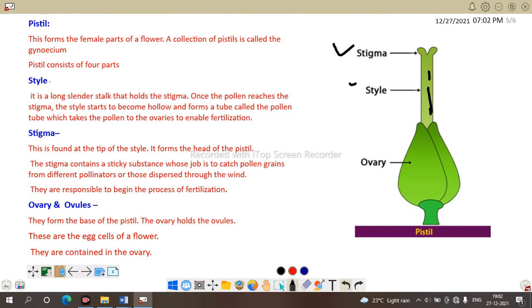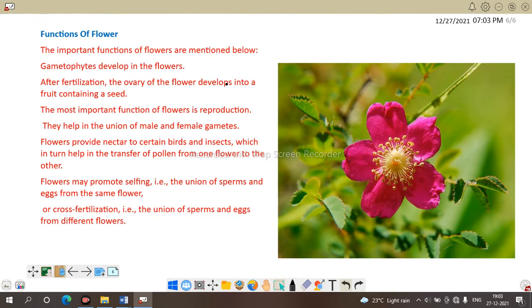Next is the function of a flower. Gametophytes are developed in the flower. Flowers help in fertilization, where the male gametes are mixed with female gametes, and provide nectar to certain birds and insects, which in turn help in the transfer of pollen from one flower to another. Flowers may promote selfing, that is the union of a sperm and egg from the same flower, or cross fertilization, the union of sperms and eggs from different flowers. These are a few functions of a flower.